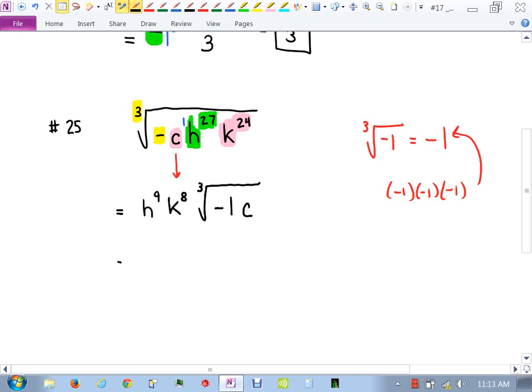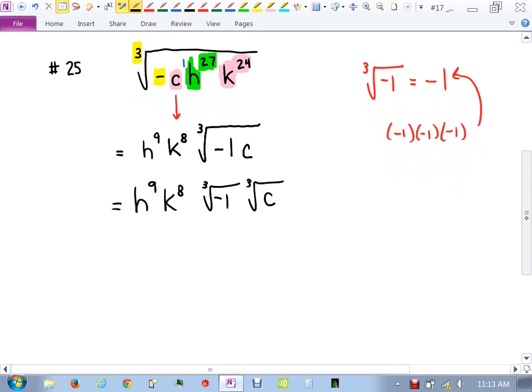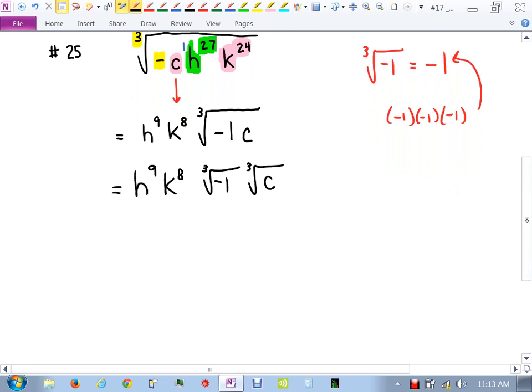maybe I should go one more step to help just in case. K to the 8th. What I'm really doing is breaking this cube root into 2 cube roots. One of them has a negative 1 in it. The other one has the c in it. The cube root of negative 1 becomes negative 1, right? So I don't have the cube root anymore. I will put that negative 1 out in front of everything.